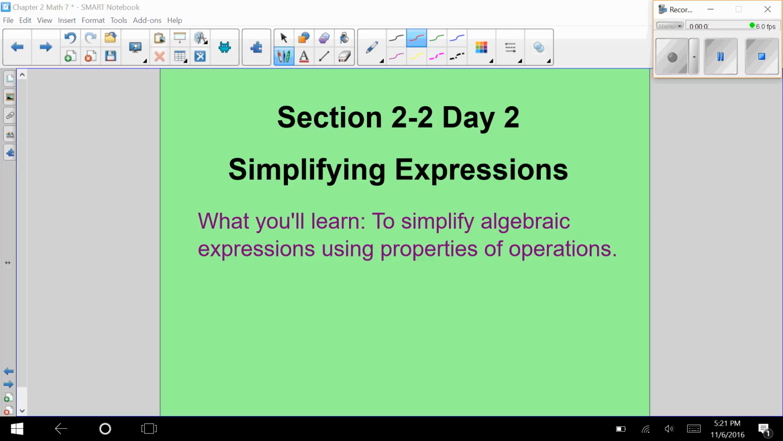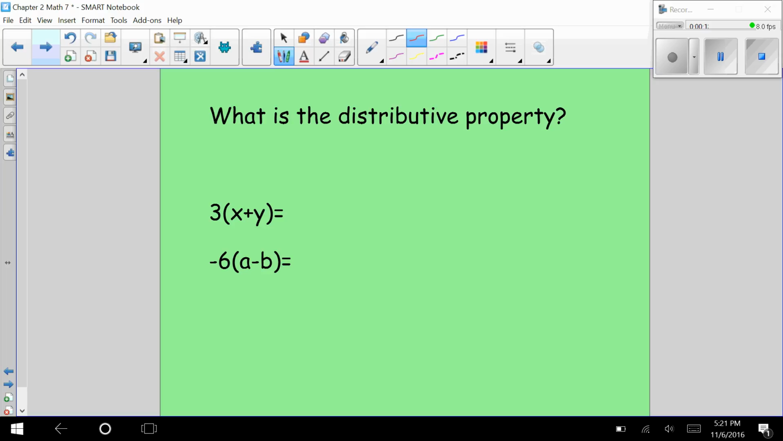This is section 2.2, day 2, simplifying expressions. Our objective today is still to simplify algebraic expressions using properties of operations. Today we're going to be focusing on something called the distributive property. So take a moment and think about what you remember about the distributive property from past classes.